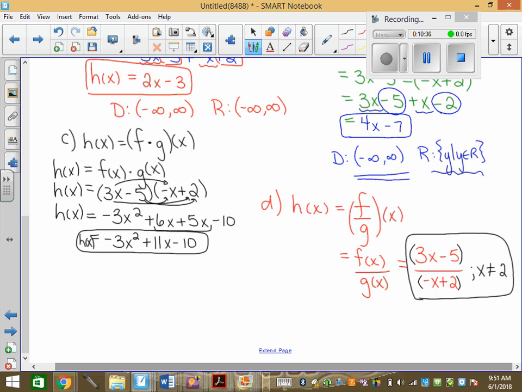So what's the domain of this one? No. What's my range? Nope. If there is an x that does not equal, there's also a y that does not equal.